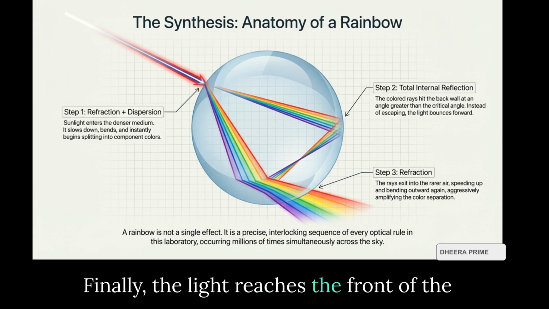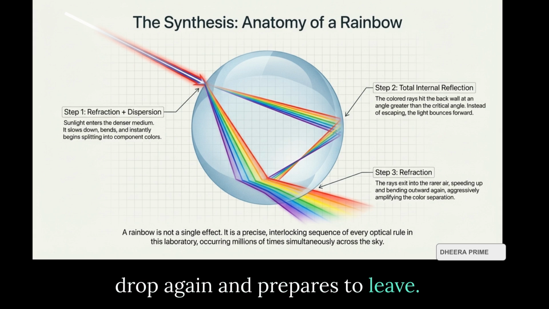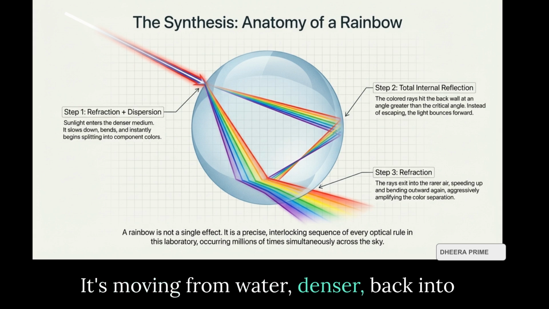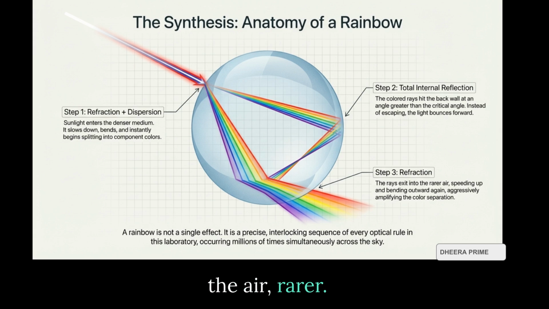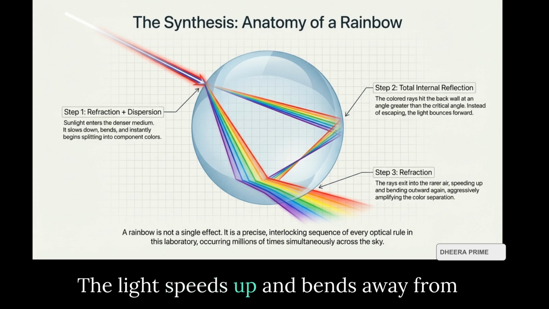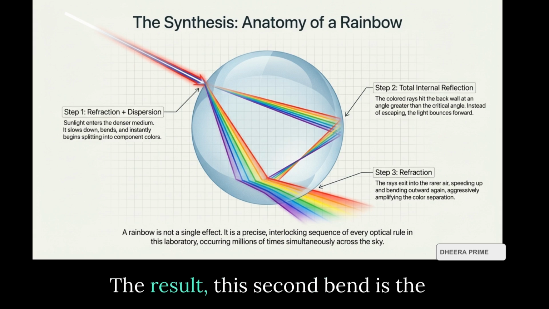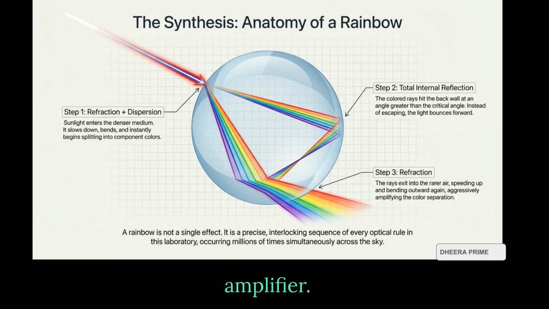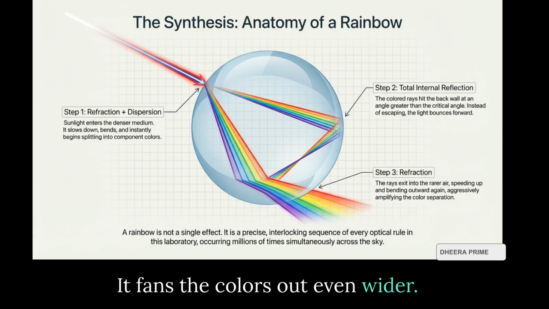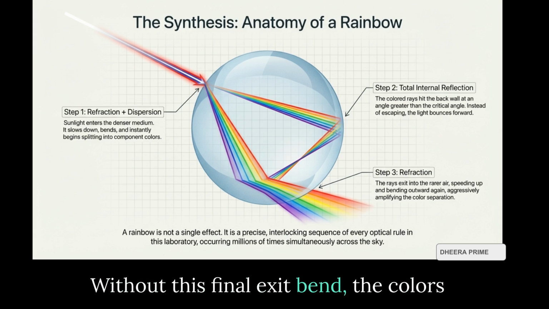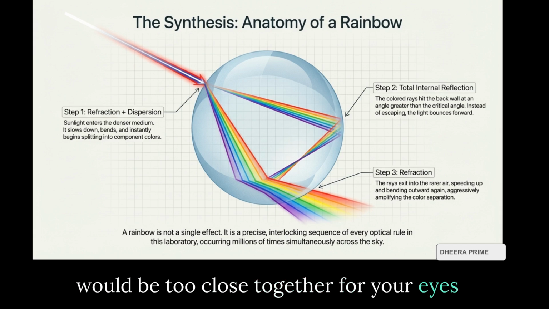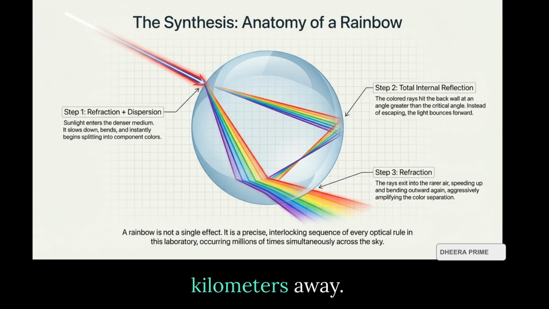Finally, the light reaches the front of the drop again and prepares to leave. It's moving from water, denser, back into the air, rarer. The physics. The light speeds up and bends away from the normal. The result. This second bend is the amplifier. It fans the colors out even wider. Without this final exit bend, the colors would be too close together for your eyes to distinguish the red from the violet from kilometers away.